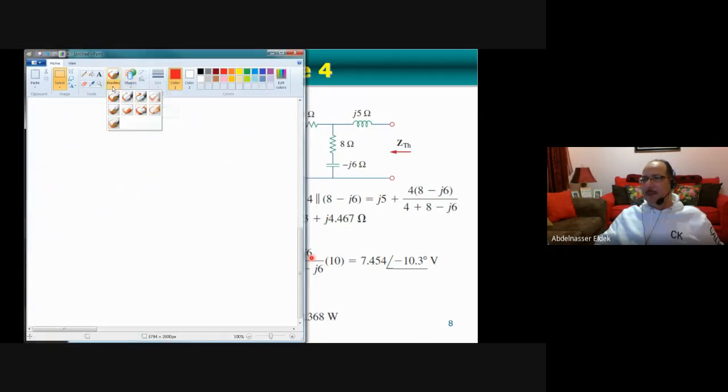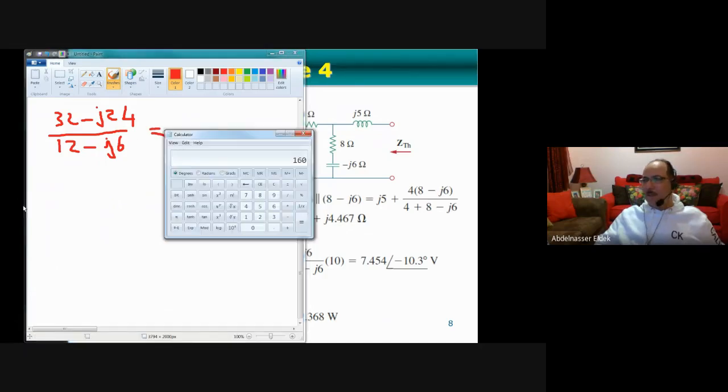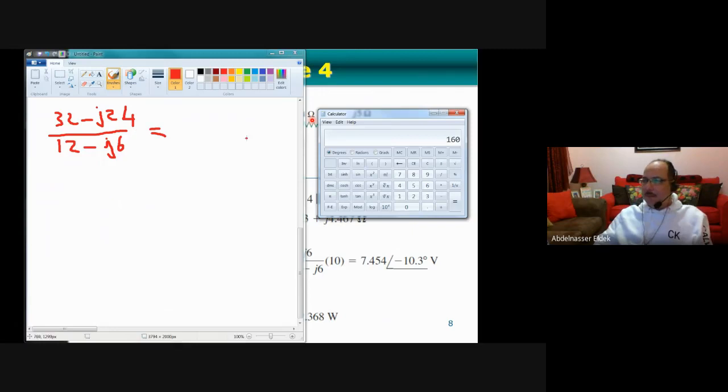Okay, so here it is. So again, you have 32 minus j24 divided by 12 minus j6. You can just use the calculator here to calculate the amplitude and phase. So you have 32 squared plus 24 squared, and this to the power 0.5, or square root, will be 40.